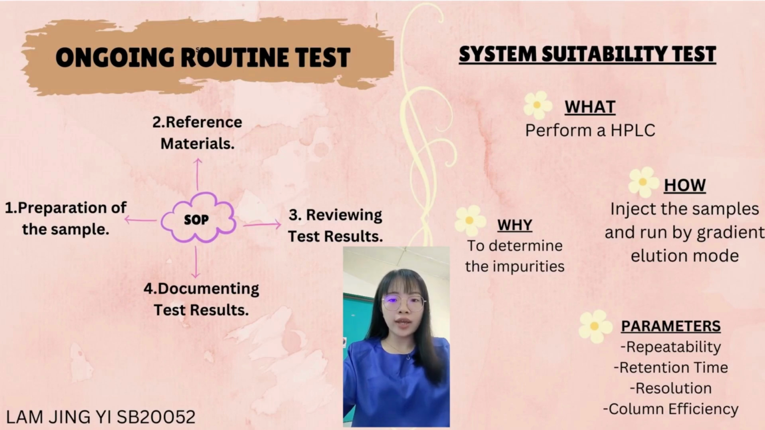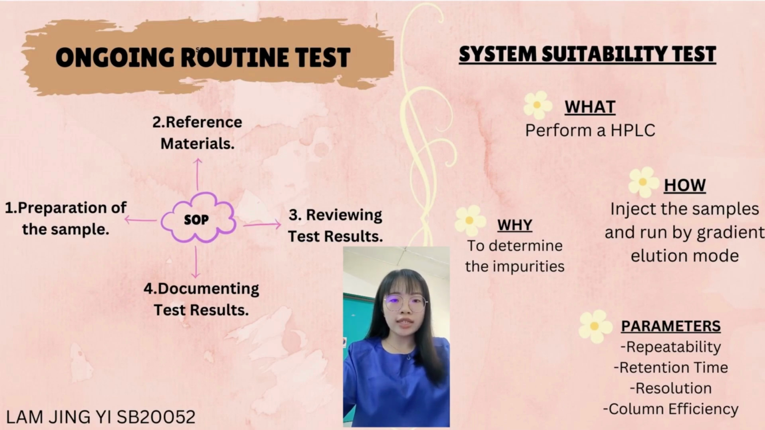For the first one, Standard Operating Procedure, we have 4 steps to be carried out. The first is preparation of the sample. Second, the reference material to be prepared. Third, we need to review the test result. And the last is we need to document the test result.